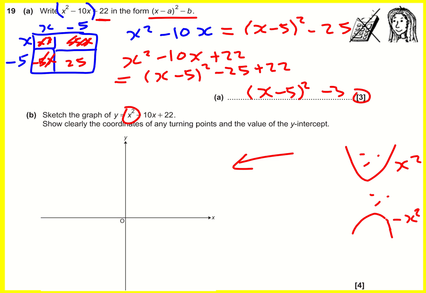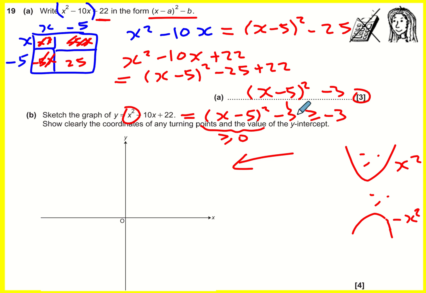Okay, so actually, if we get the shape right, we get some points, get some marks. The turning point is the key thing here. So this thing here is equal to x minus 5 squared minus 3 from above. And the crucial thing is that this thing here is always bigger or equal to 0. It can't be negative. And so the thing overall must be bigger or equal to minus 3. It can't be any less than minus 3 because this is always 0 or more. And that gives us the minimum point, minus 3.